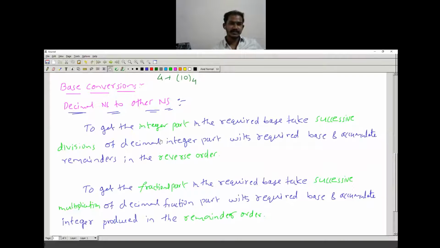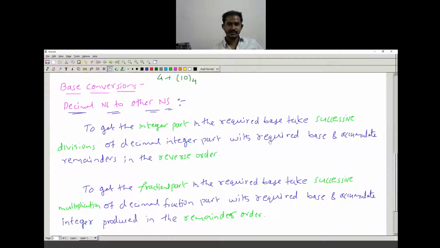For example, if you are given a decimal number 2 and you want to convert this decimal 2 into the binary number system, you have to get the integer part. Any number is going to have two parts, the integer part as well as the fractional part. These are divided by using the radix or base. If you want to get the integer part, you have to take the successive division of the decimal integer part with the required base.